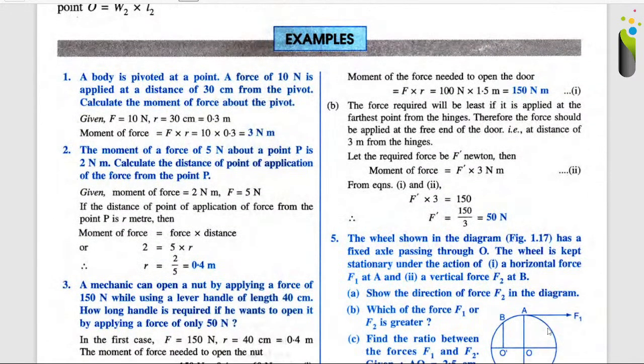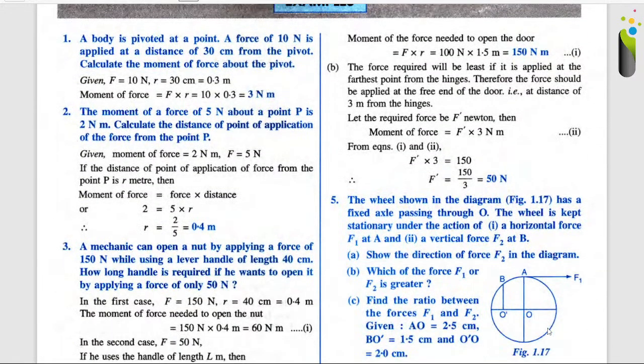Now, these are the examples that have been given, so I shall read that as well. The numerical reads, first, a body is pivoted at a point A. A force of 10 newtons is applied at a distance of 30 centimeters from the pivot. Calculate the moment of the force about the pivot.